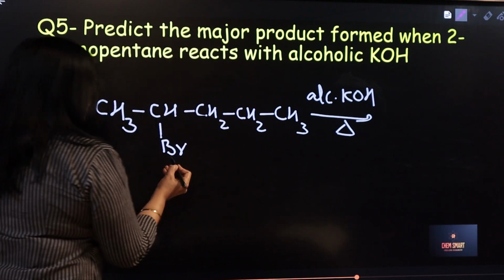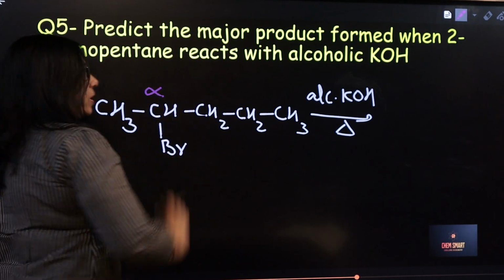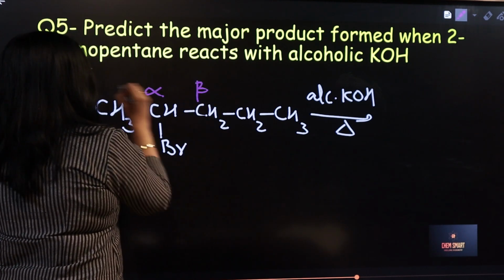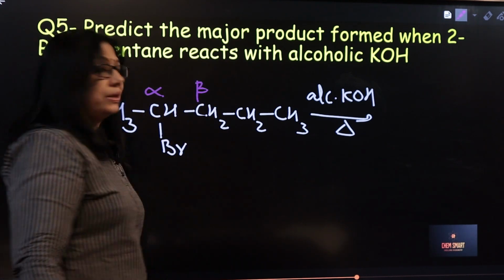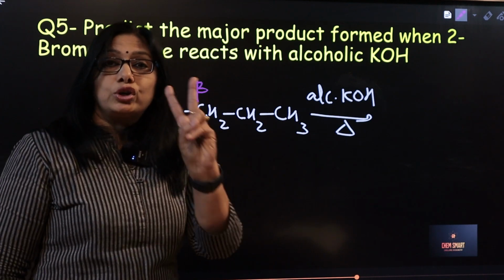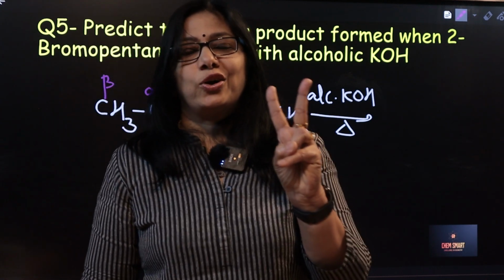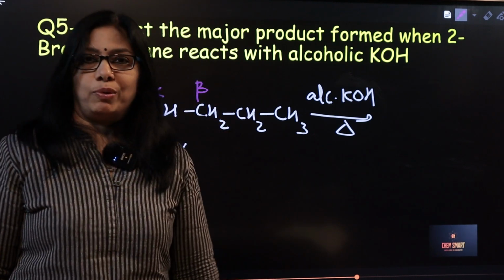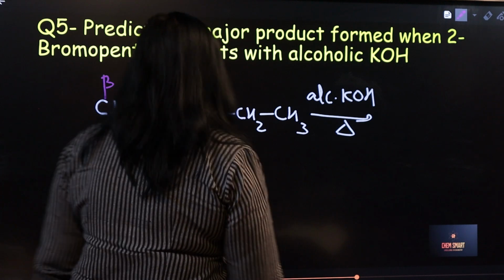The halogen-connected carbon is alpha. Then we have two beta carbons. This is beta, this is also beta. That means we have two chances of formation of alkenes through dehydrohalogenation of this 2-bromopentane. Let's see what these are.